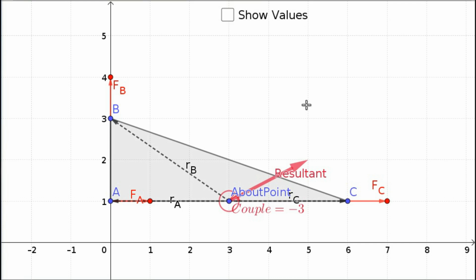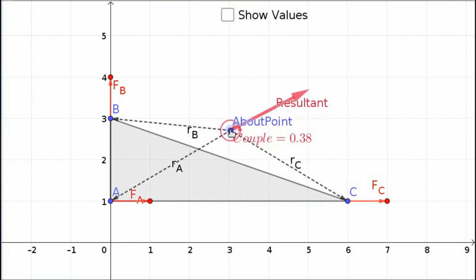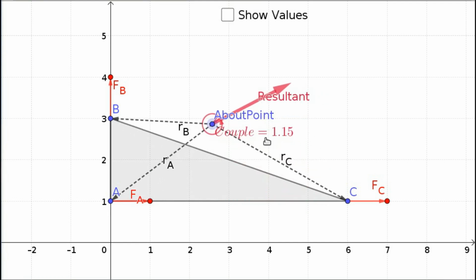Here I have an applet that's got three forces, FA, FB, and FC, applied at 3 points, A, B, and C. And then I calculate the equivalent force and couple at another point that I call the about point. So the equivalent force and couple is shown at this point. So we've really got 3 moments that we need to compute to do this, to find the couple. The resultant stays the same.